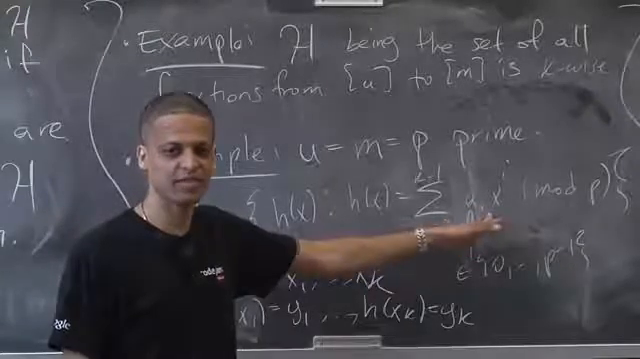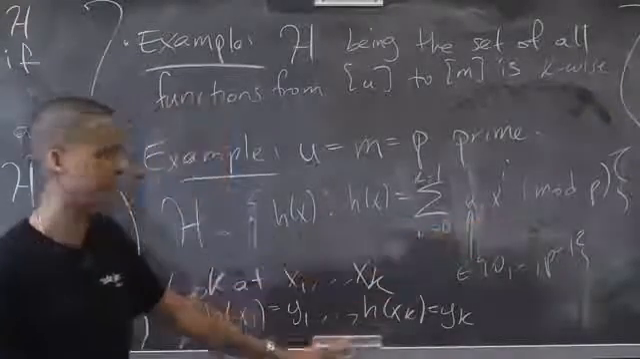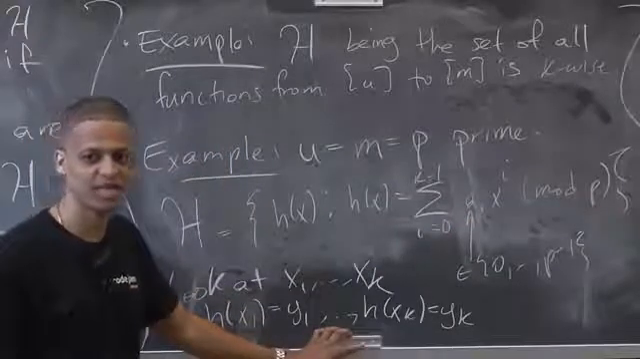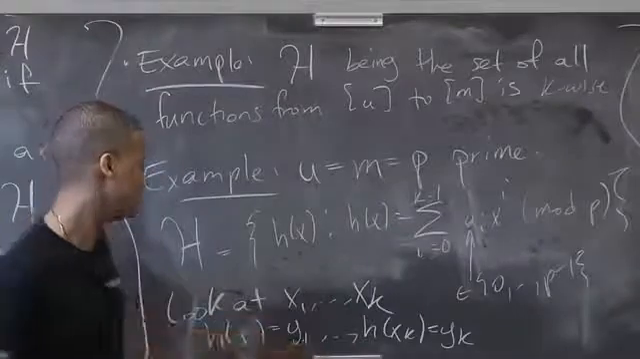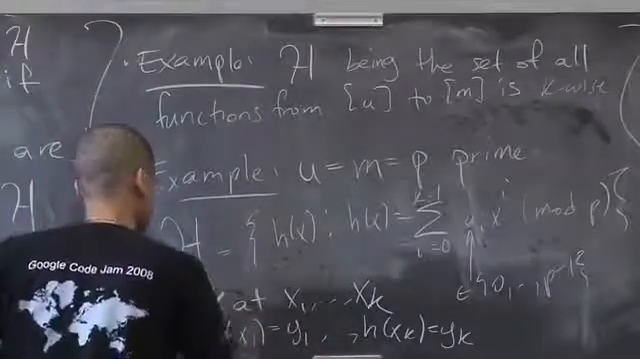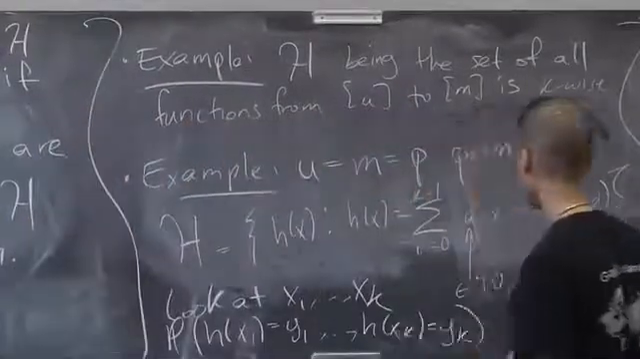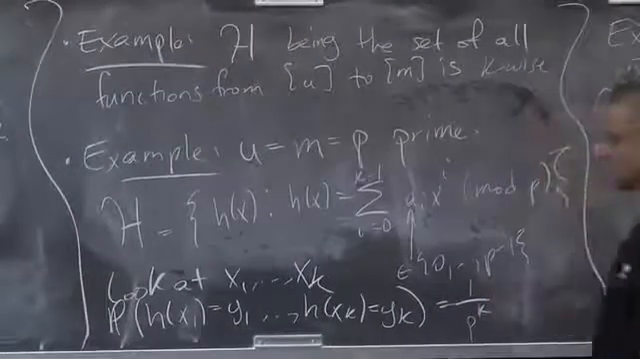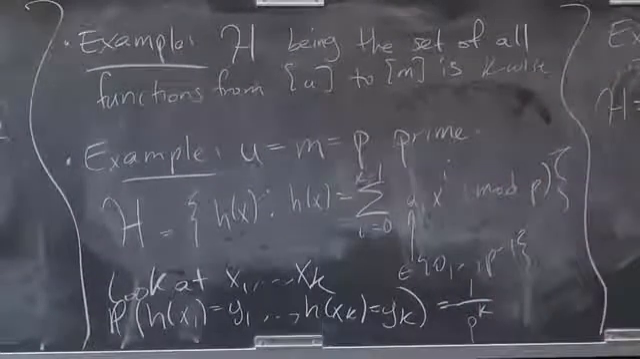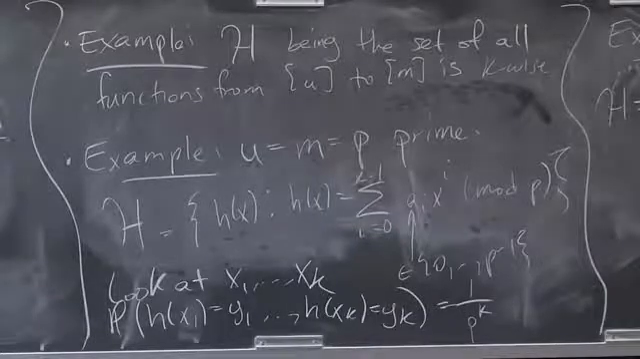So each setting of coefficients gives a different setting down here, which means that the probability of seeing this for any settings of the y's is exactly 1 over p to the k. Which is just like the totally random case.